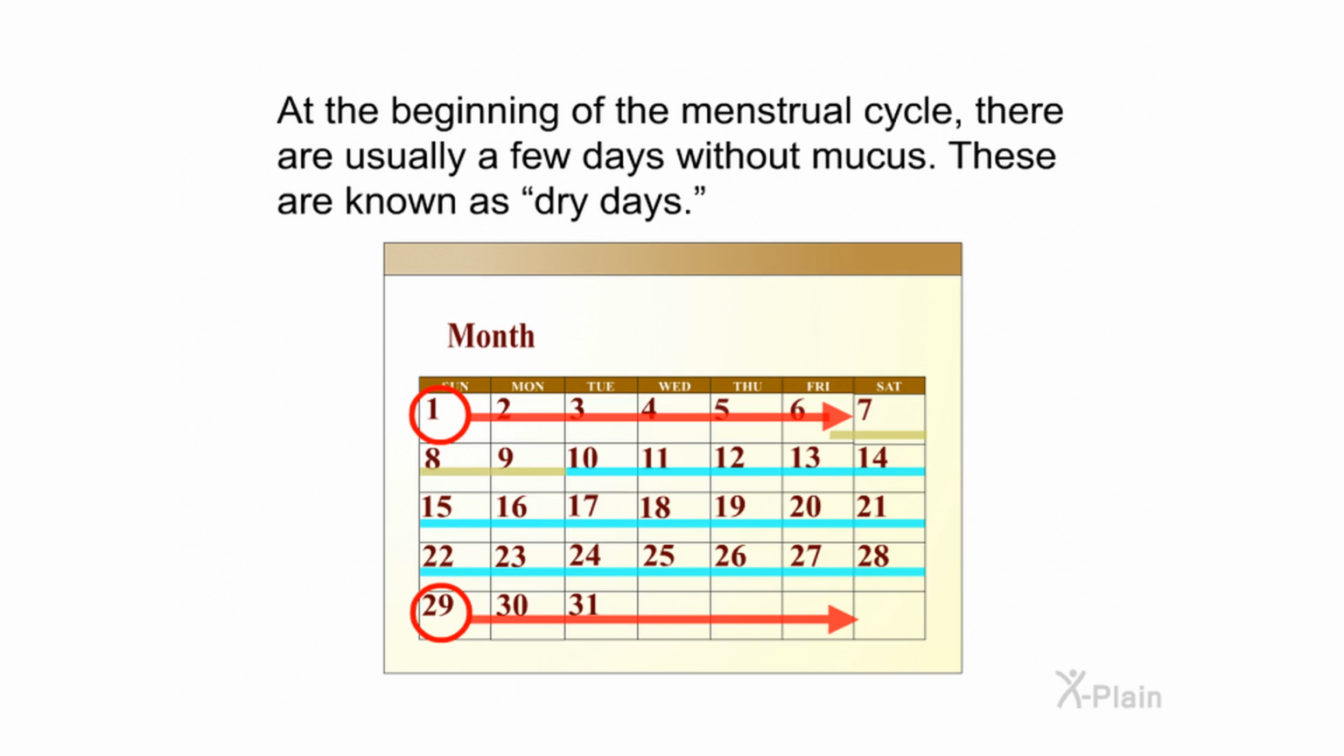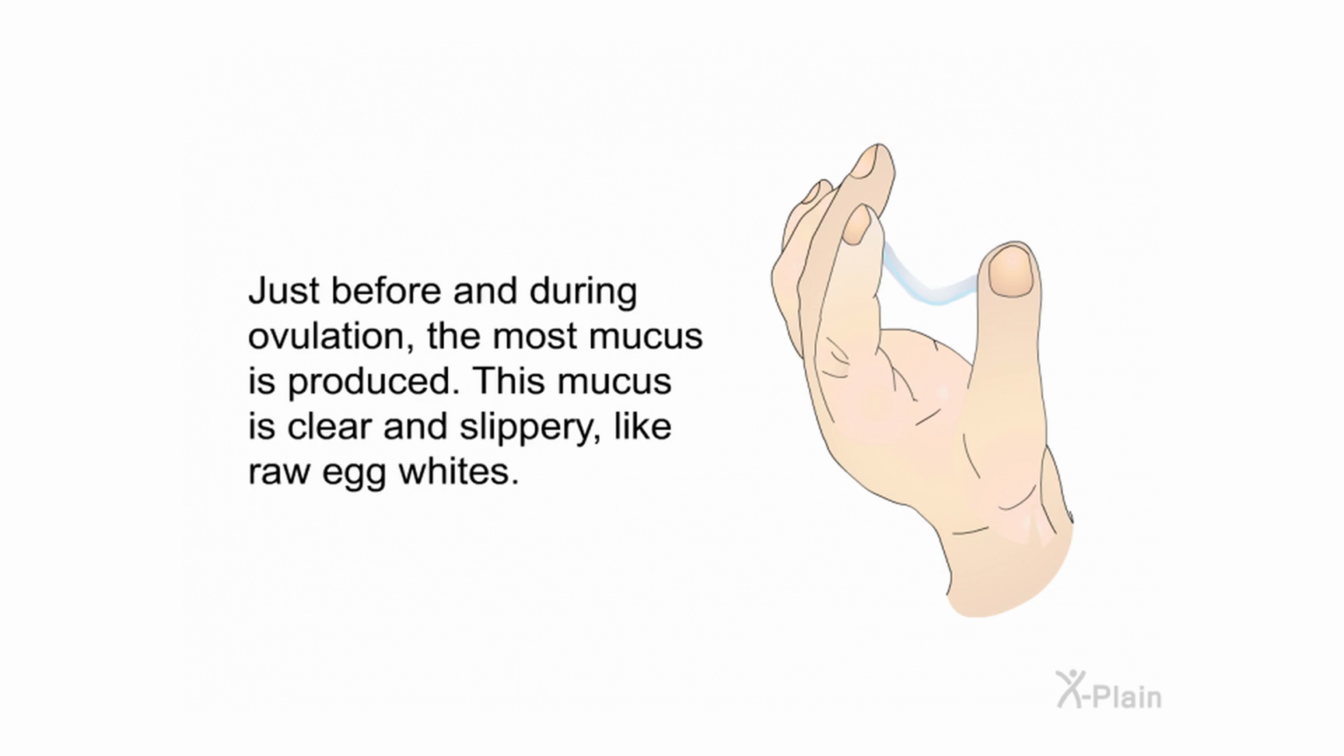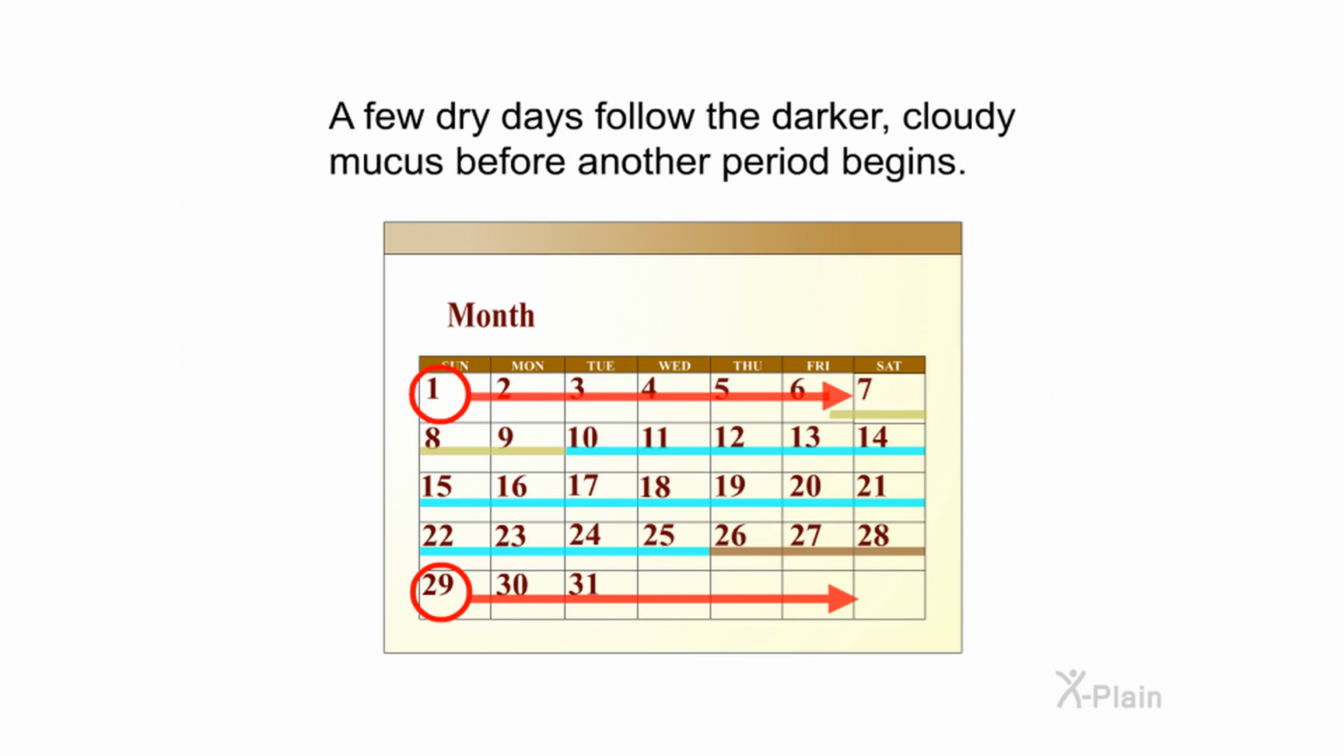At the beginning of the menstrual cycle, there are usually a few days without mucus. These are known as dry days. When the egg is getting ready to be released, more mucus is produced. The mucus is often white or yellow. It also feels sticky. Just before and during ovulation, the most mucus is produced. This mucus is clear and slippery, like raw egg whites. After about 3 or 4 days of clear, slippery mucus, less mucus is produced. This mucus is sticky and a darker, cloudy color. A few dry days follow the darker, cloudy mucus before another period begins.